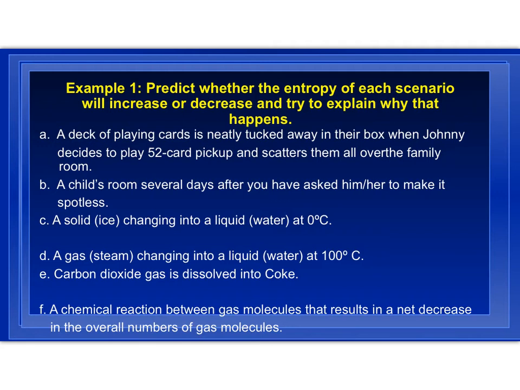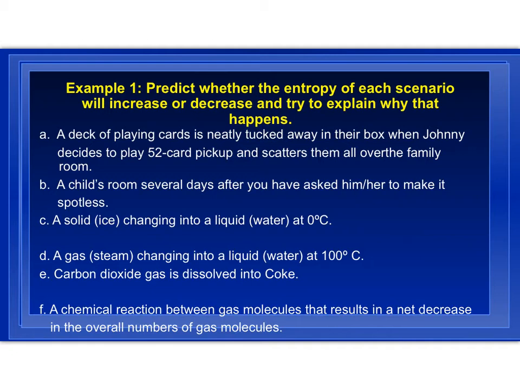So let's take a look at a few examples and predict whether the entropy will increase or decrease. If I give you a deck of playing cards that are neatly tucked away in their box, that would be a very ordered box of cards. If Johnny decides to play 52 card pickup and scatters them all over the family room, now we have increased the disorder of the cards and entropy has increased. If your parents ask you to clean up your room and it is spotless, we would say that it is very ordered, and then as days go by, that room becomes more disheveled because over time you start to move things around, and once again the disorder will increase.